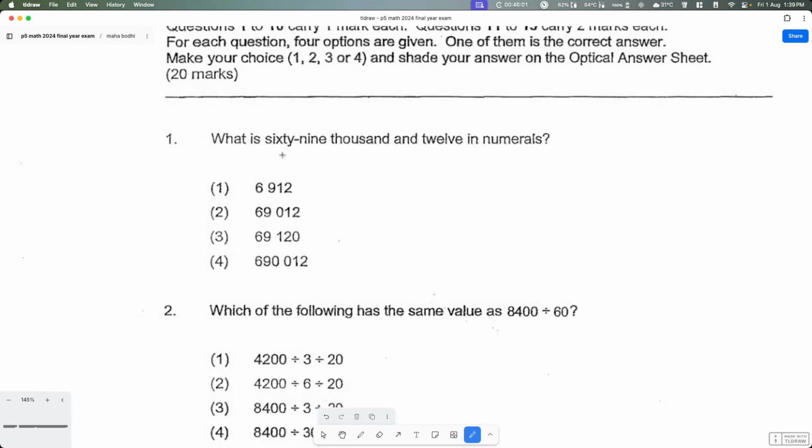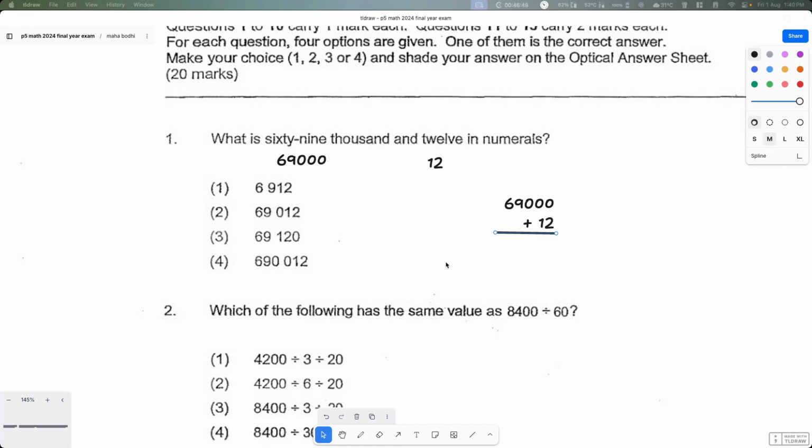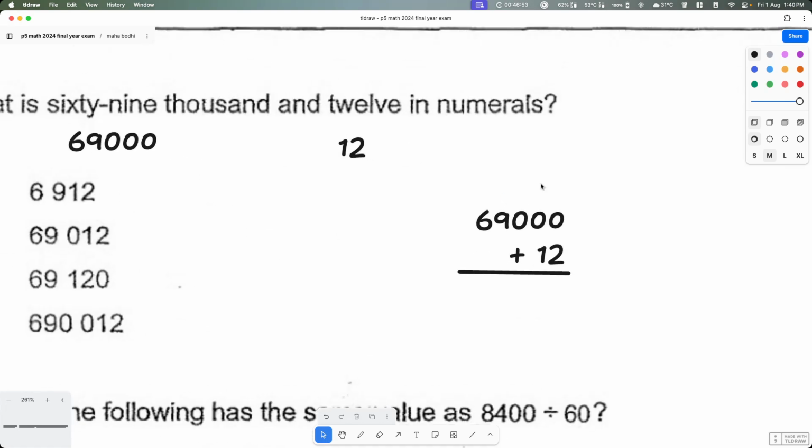So question 1. It says here, what is sixty-nine thousand and twelve in numerals? Okay, so let's break it down into two parts. So 69,000, and then we also have the number 12. Right. So if I were to do a working on this, it will look something like this. 69,000 plus 12 over here.